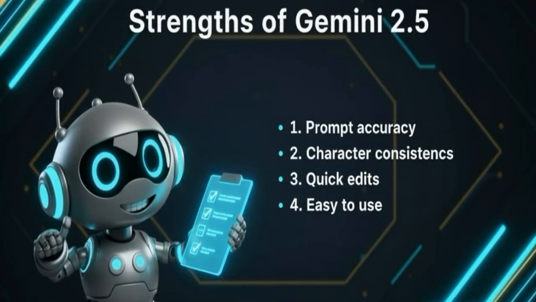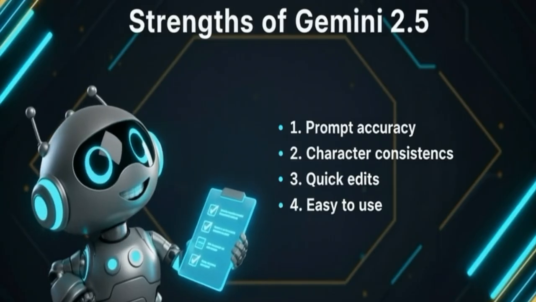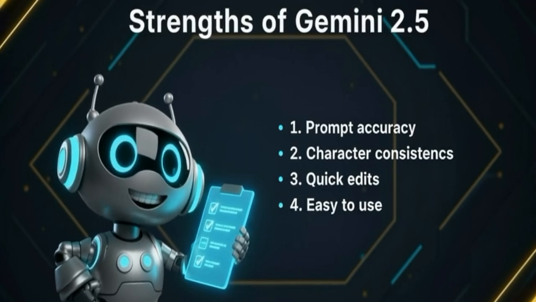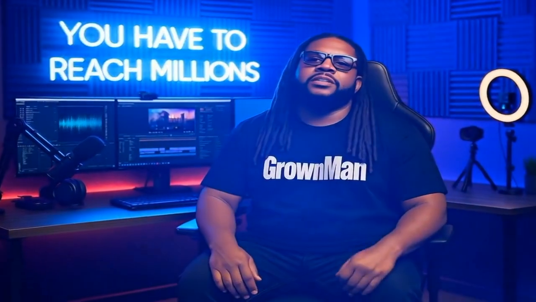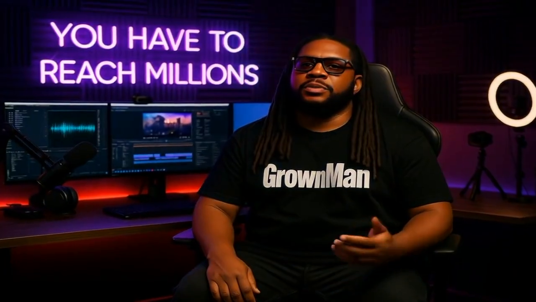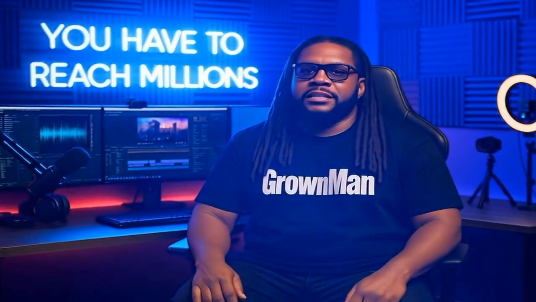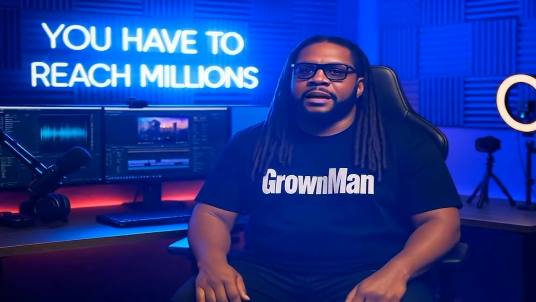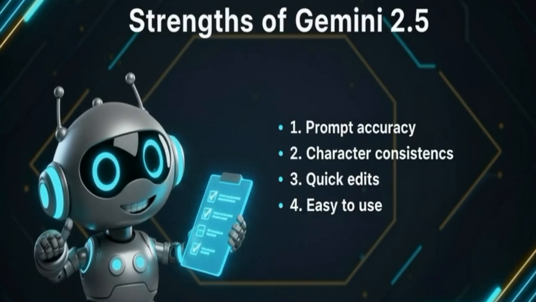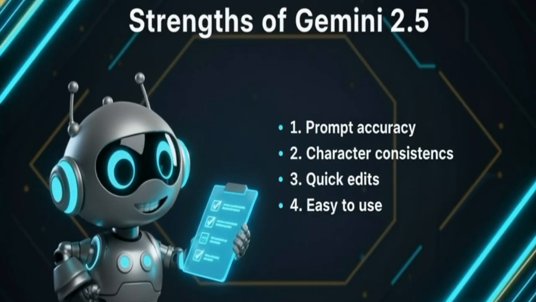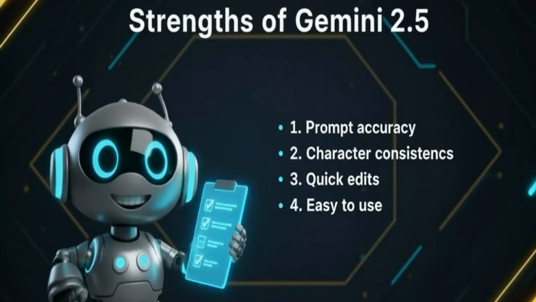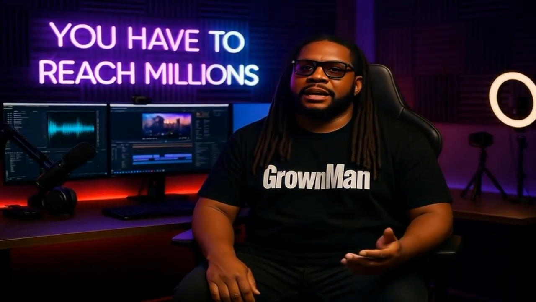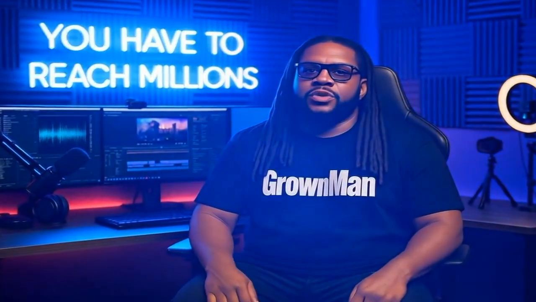2. Character consistency. This is a big one. For YouTubers, marketers, and storytellers, being able to keep a mascot or brand character consistent across thumbnails, social posts, and videos is priceless. Nano Banana is much more reliable here than Midjourney or Stable Diffusion. 3. Quick edits. Instead of starting over, you can tell it to change details. Add a hat, swap the background, make the lighting more dramatic. It handles revisions much better than most tools.